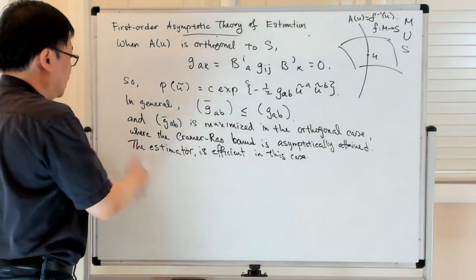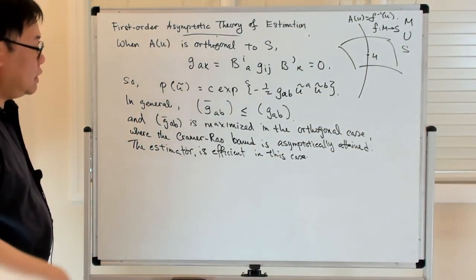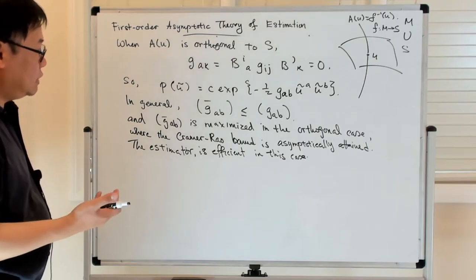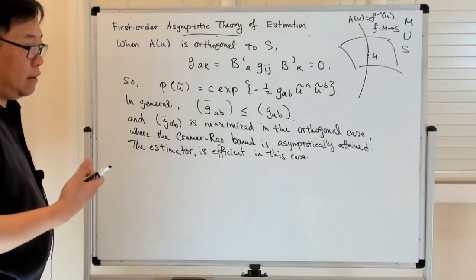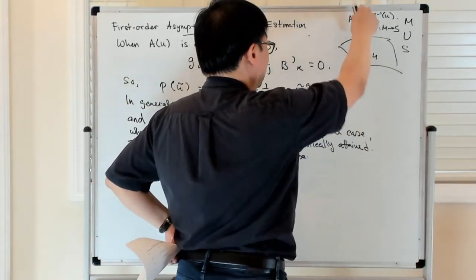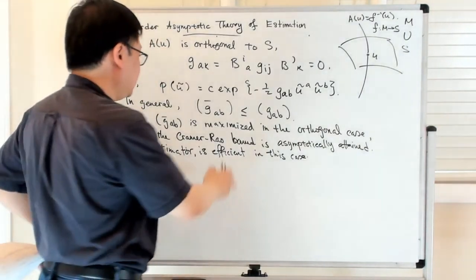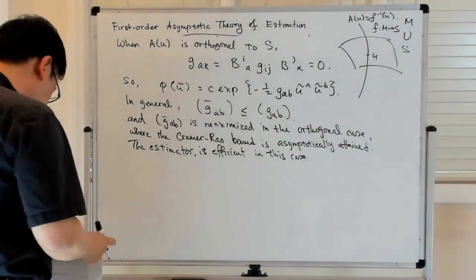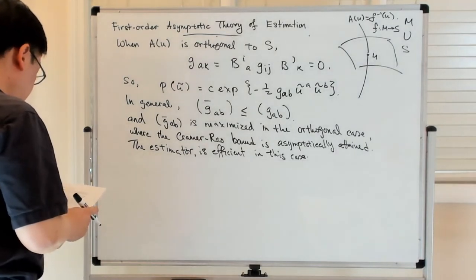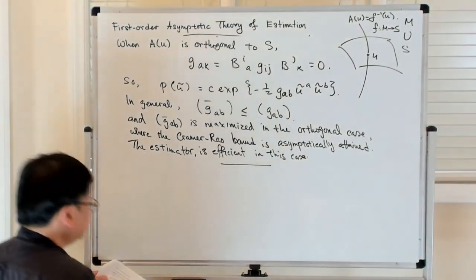What this discussion is more or less saying is that if you want the estimator to be efficient, then you need that projection in essence to be an orthogonal projection with respect to the metric. That's basically what this statement is saying. Okay, so let me summarize this with the following theorem.